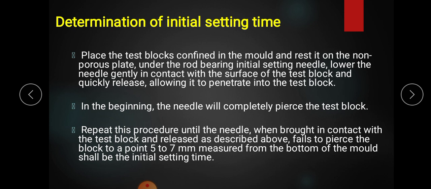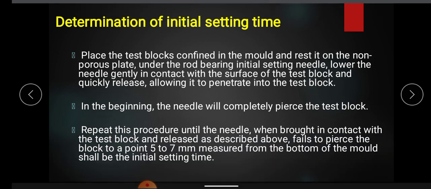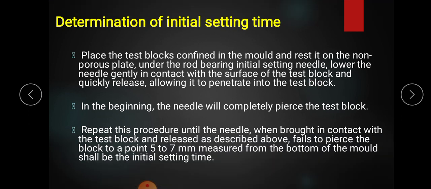So after putting the mold onto the Vicat apparatus non-porous plate, you will release the movable rod, right? From the stage when you are releasing that movable rod to when the measurement is between 5 to 7 mm, that time is known as the initial setting time of that particular sample of cement. So this is how we find the initial setting time of cement.